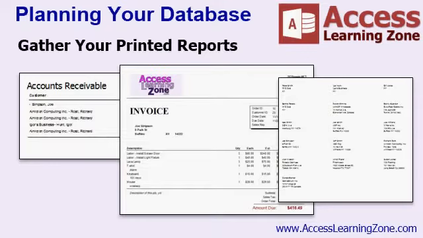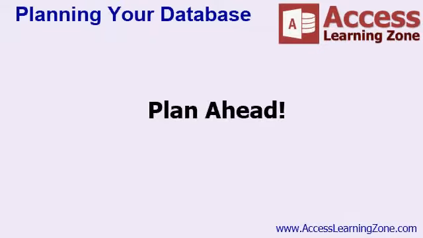For example, here on the screen you can see I've got an accounts receivable report, an invoice, and some mailing labels. Make a list of all the different kinds of reports you want to generate with your database. The bottom line here is plan ahead. A complex database takes a lot of planning. You don't want to be almost finished with your database and then realize that you forgot to put something in later. Yes, you can always add things and change things later, but it's much, much easier if you know in advance all the things that you want to have in your database.